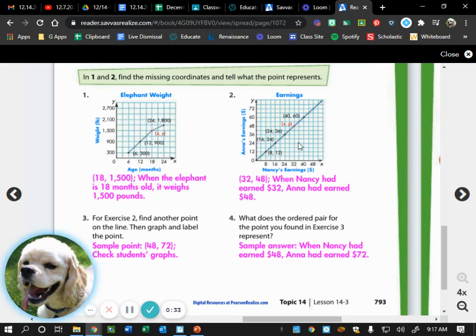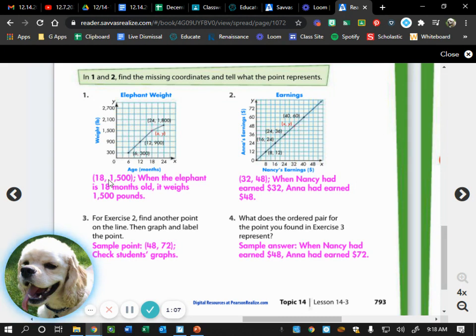So our coordinates are 32, 48. The coordinates are 32 and 48. And what they represent is when Nancy had earned $32, Anna had earned $48. So you could say the 32 represents the amount that Nancy had earned, and the 48 represents the amount that Anna had earned. Other questions on number 2? I have a question on number 4. Okay, we're not on that one yet, so just hold on to it, okay?